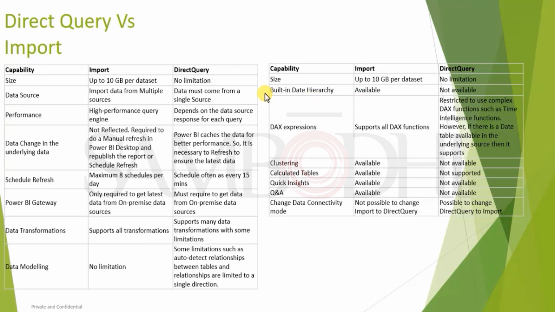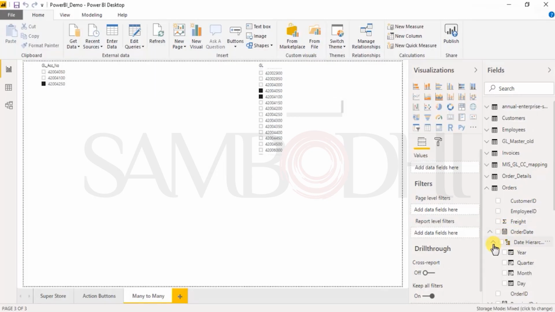So now let's have a look at the built-in date hierarchy which is present over here. What do we mean by date hierarchy? If you go back to your Power BI desktop and have a look at this, any date field can give you a hierarchy as in year, quarter, month and day. If you want to view certain things by year, quarter, month and day, by default the system helps you get that year, quarter, month and day from the date field. So this is the hierarchy created by the system.